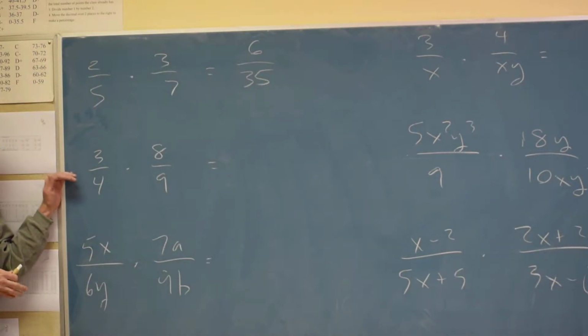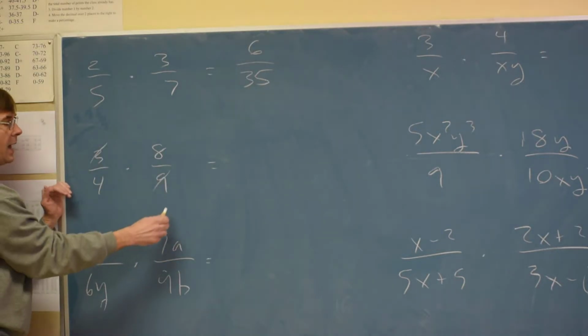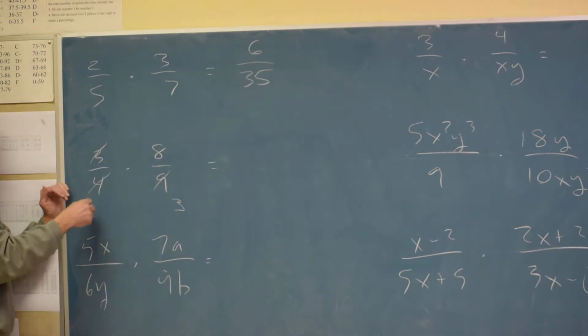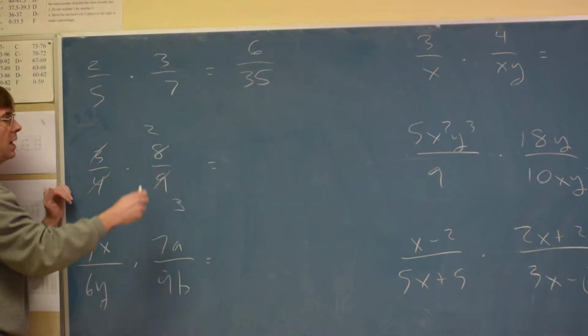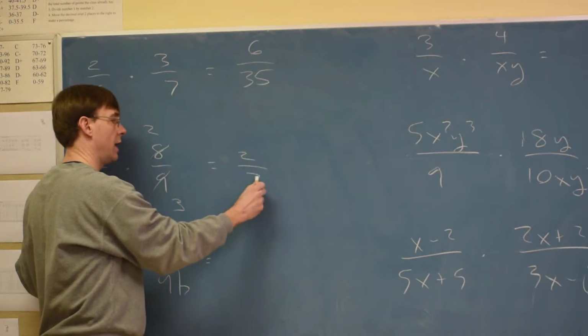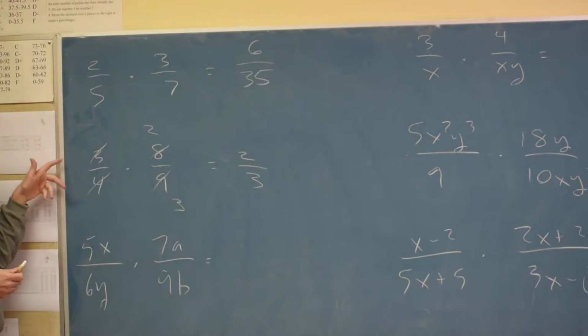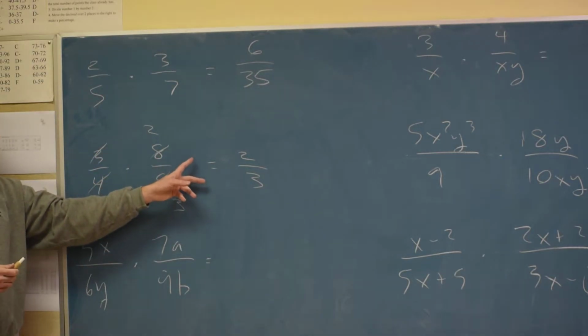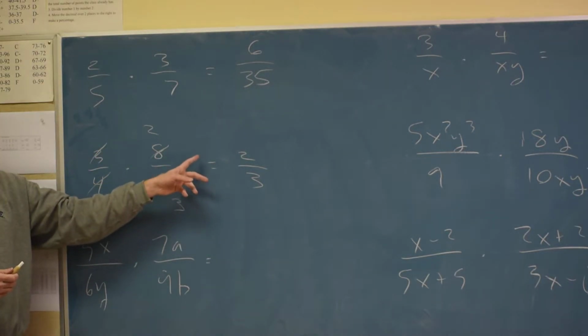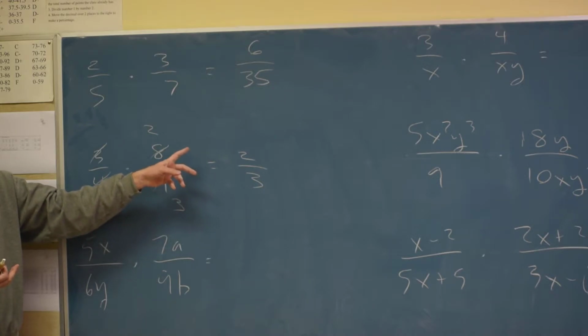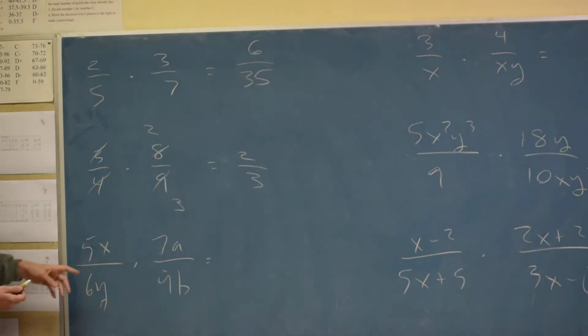There's still no factor because there's no adding or subtracting, but we can cancel. 3 goes into 9 3 times. 4 goes into 8 2 times. And that's the simplest way to get to 2/3. It's not wrong to multiply straight across and get 24 over 36, but you made your life harder because now you're going to have to reduce a bigger thing.